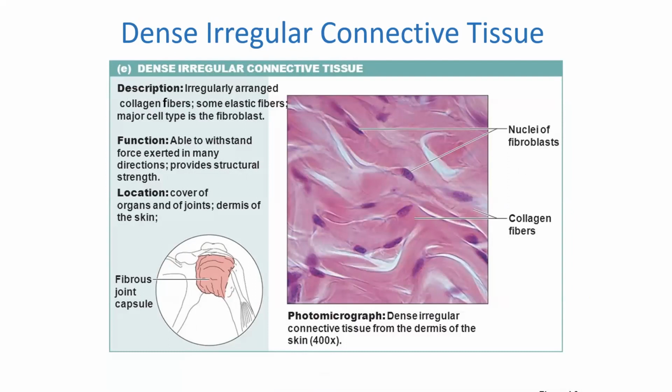Irregular connective tissue, like this, forms a capsule. Whereas dense regular connective tissue has great strength in one direction, dense irregular has great strength in multiple directions because it forms a capsule around a joint. So we can have movement in various planes here. Again, lots of collagen, a few elastic fibers too, some fibroblasts, mostly collagen. Great strength, but now we can move in different directions.